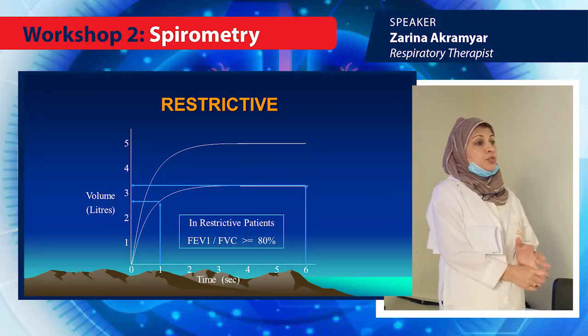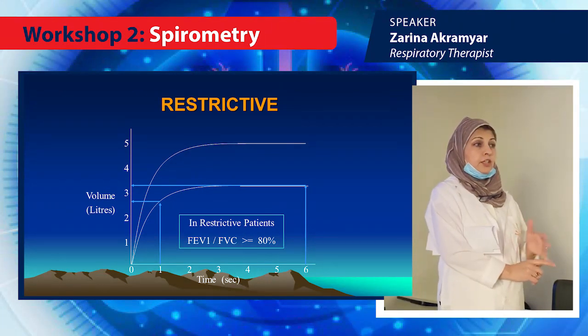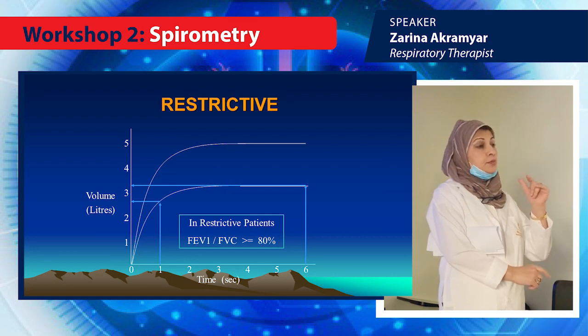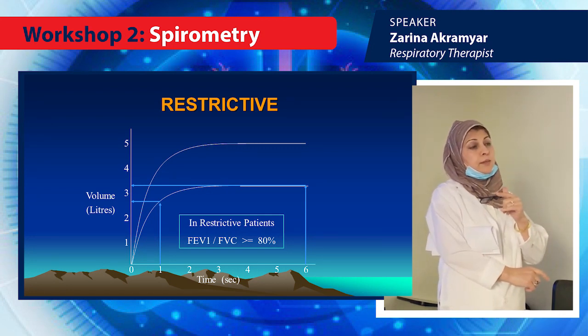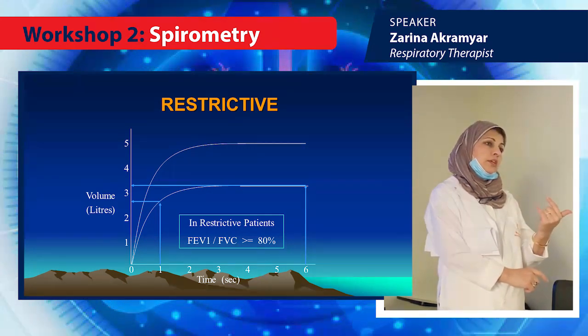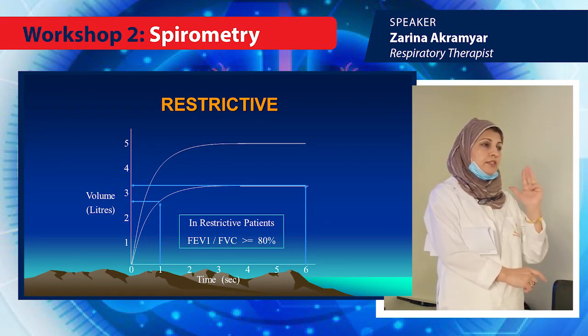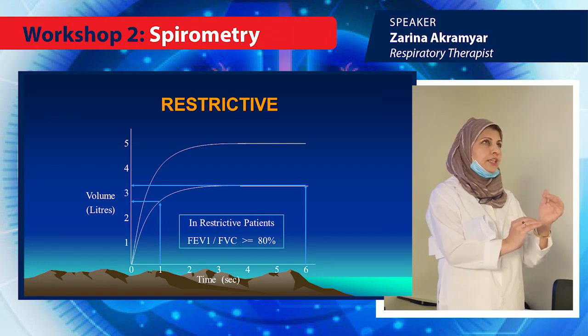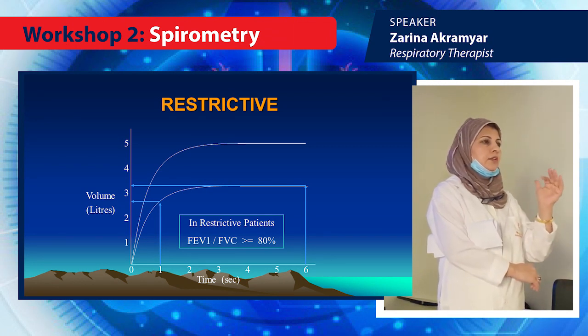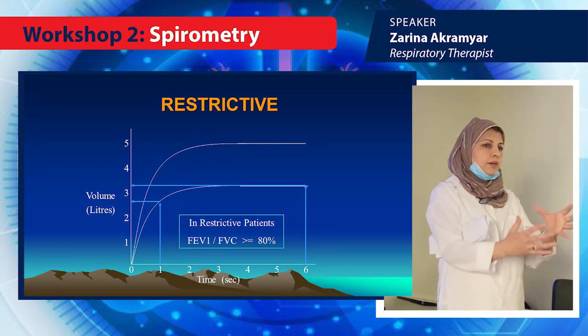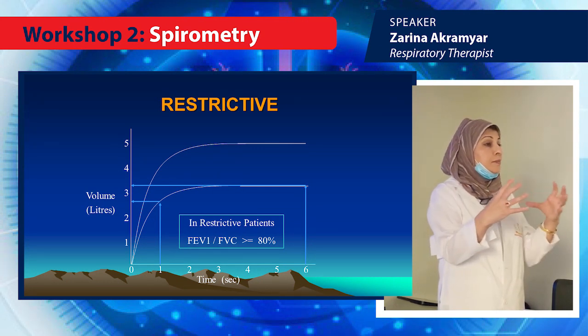The problem is the lung itself, lung expansion. FEV1 is always reduced in both obstruction and restriction. But FVC is preserved in obstruction, while in restriction it is low. Definitely FEV1 and FVC are both reduced in restriction, but they are close to each other, for example 70 and 70, or 60 and 60 to 70. Why? Because the problem is with lung expansion.